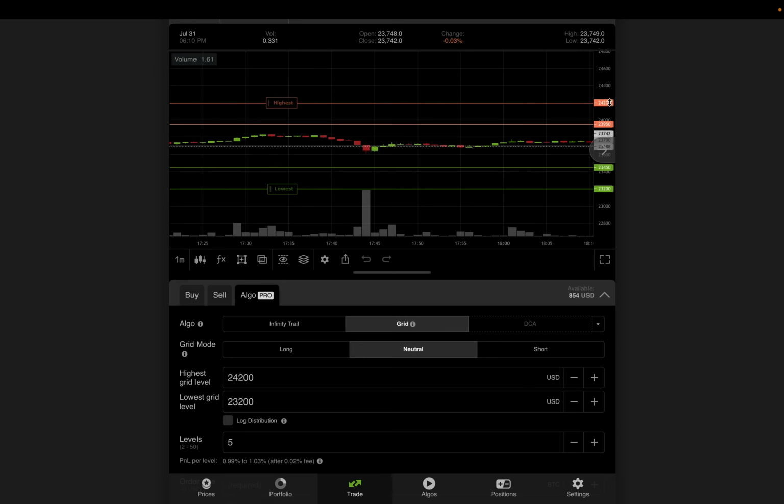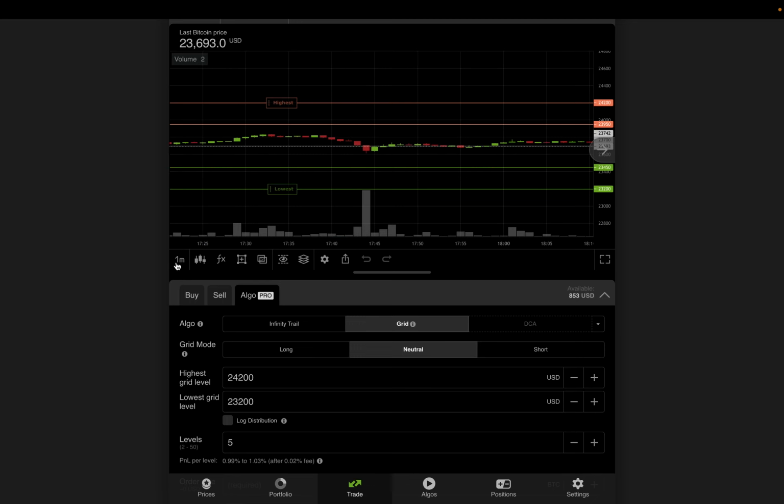So by default, the grid levels within the given range are spread out at an equal distance in price units, in dollars. You can see that the distance between each level is pretty much the same on this price scale, which is in dollars. The levels are here every $250 or so. Every $250 we have a grid level. And that works fine and well if you're running a grid in a tight range.